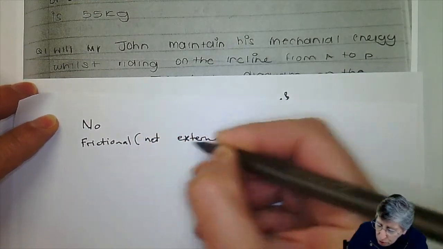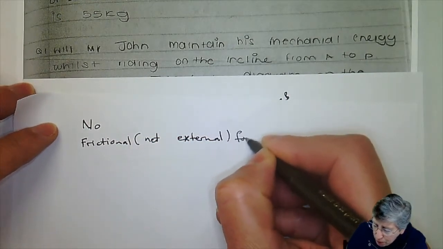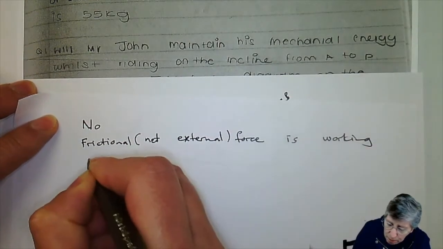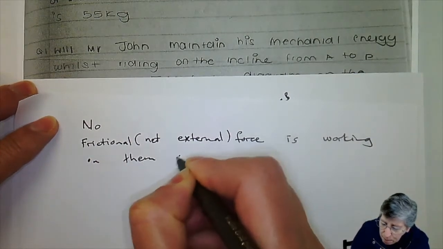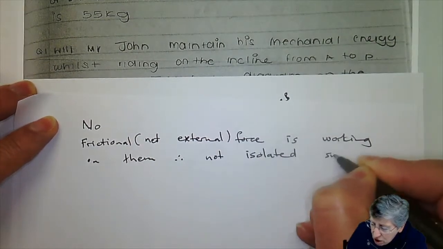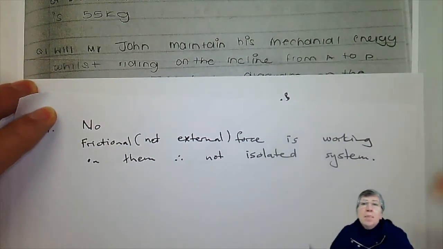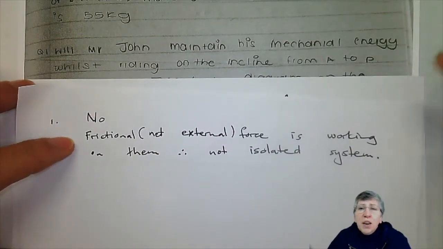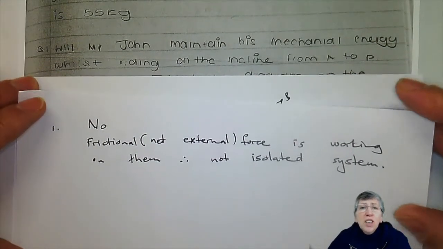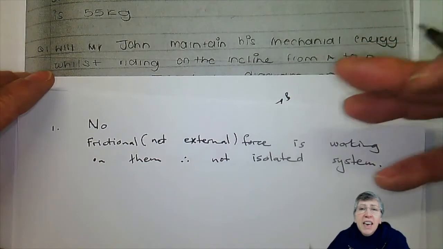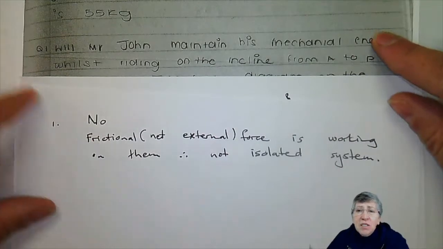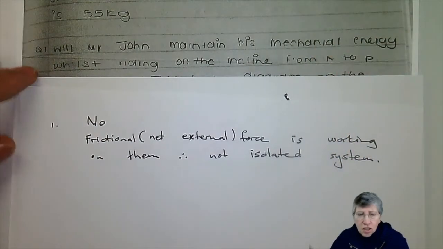So a frictional force, which is an external force, is acting on the system, and this implies it is not an isolated system. If it is not an isolated system, then mechanical energy is not conserved. So the friction is going to remove some of the mechanical energy from the system. And that's why it's not a conservative force. It is taking energy out of the system. If you've got friction, you've got heat, and that heat is just dissipating into the surrounding area.